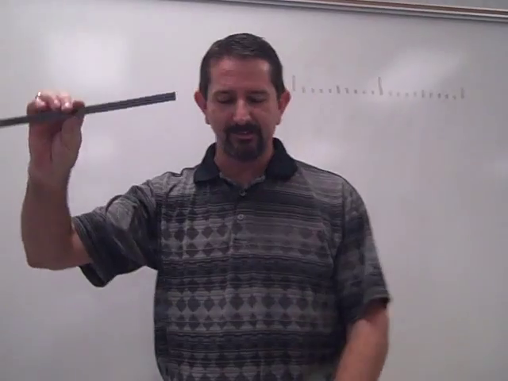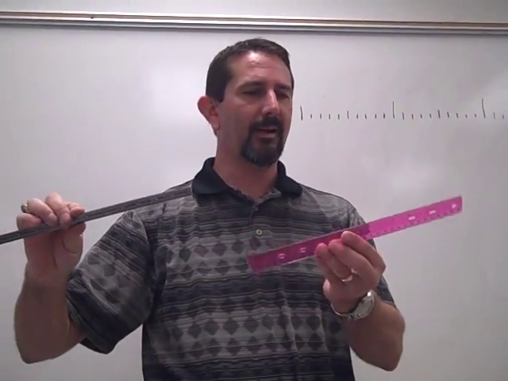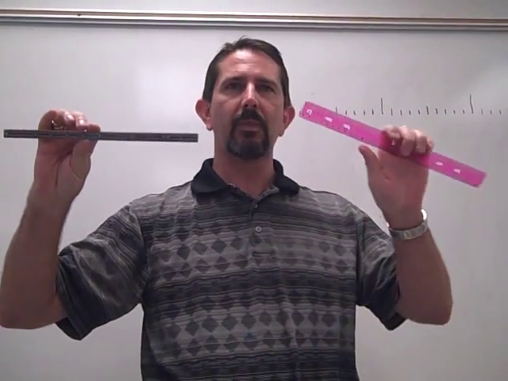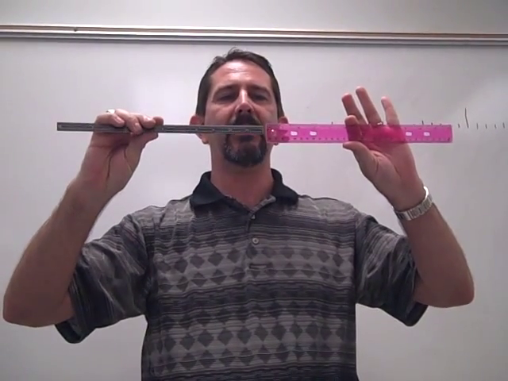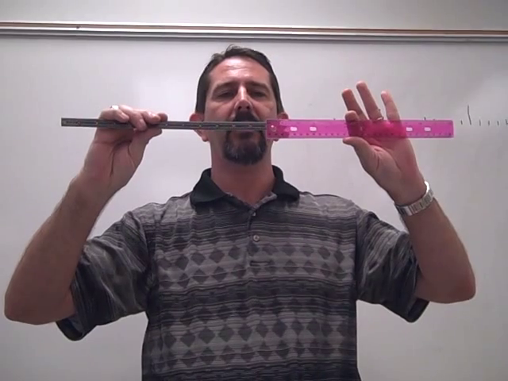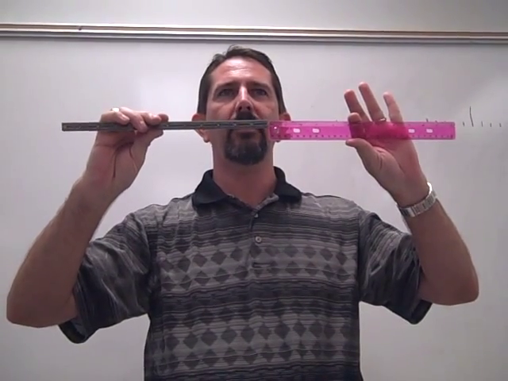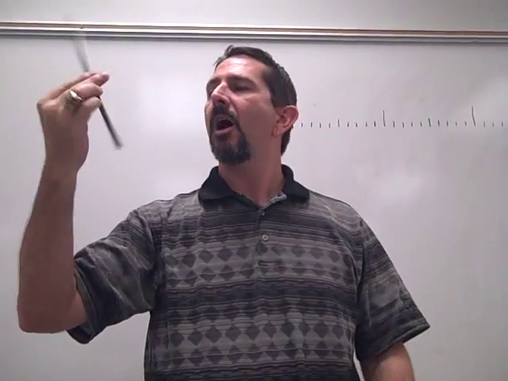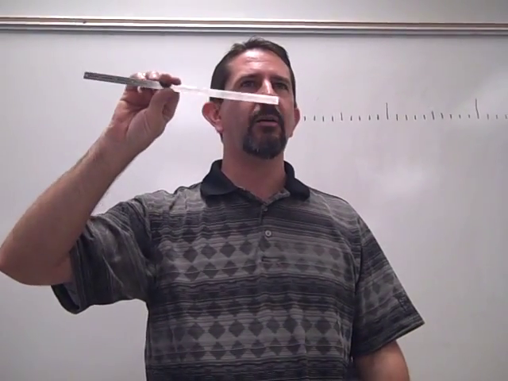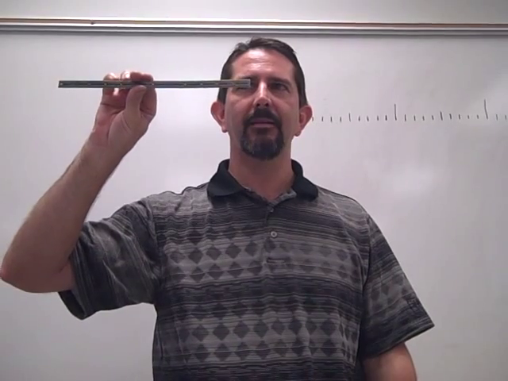The difference between a scale and a ruler, besides the lovely color, is that a ruler does not go to the end of the tool. As you can see right here, there's a portion of the tool that extends past the last marking. On a scale, they go directly to the end.